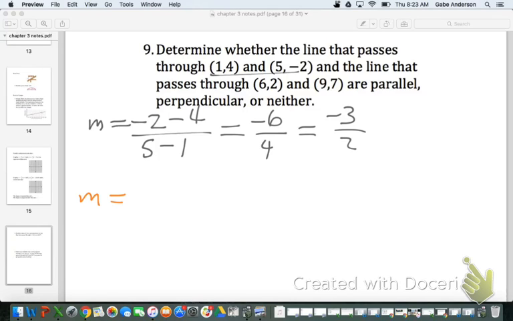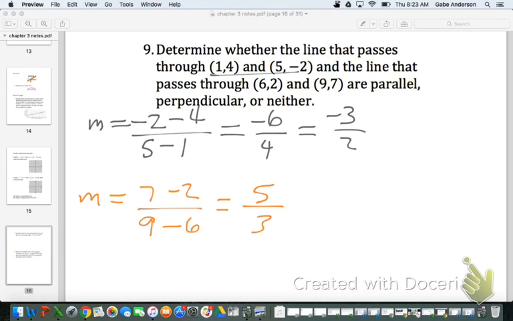I just want to see how you set up your y2 minus y1 over x2 minus x1. Okay. Very good. And so you said 5 over 3? Okay. Did you all get the same thing?